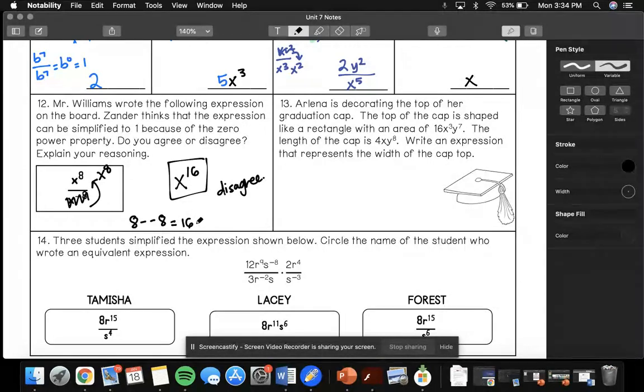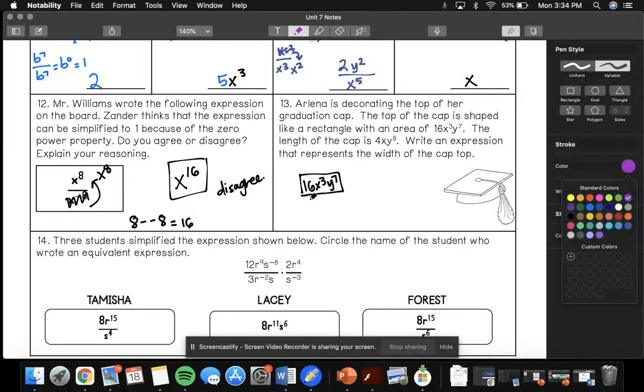All right, Arlena is decorating the top of her graduation cap. The top of the cap is shaped like a rectangle, okay, with the area being 16x to the third, y to the 7th. If the length of the cap is 4x, y to the 8th, write an expression to represent the width of the cap. Okay, so we know the length, we know the area, we need to find the width.